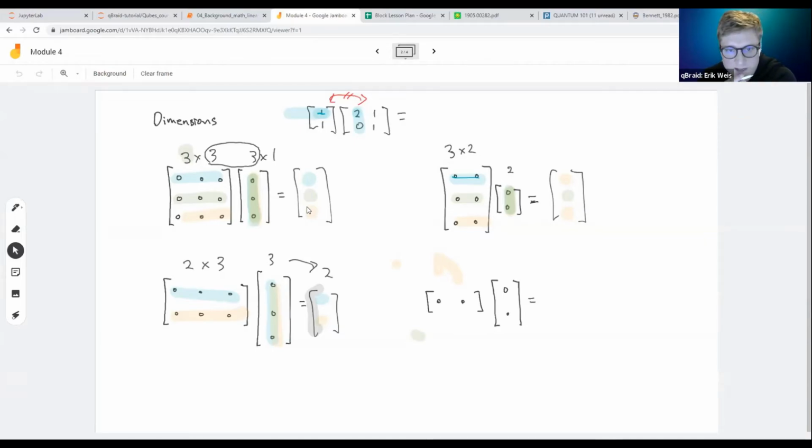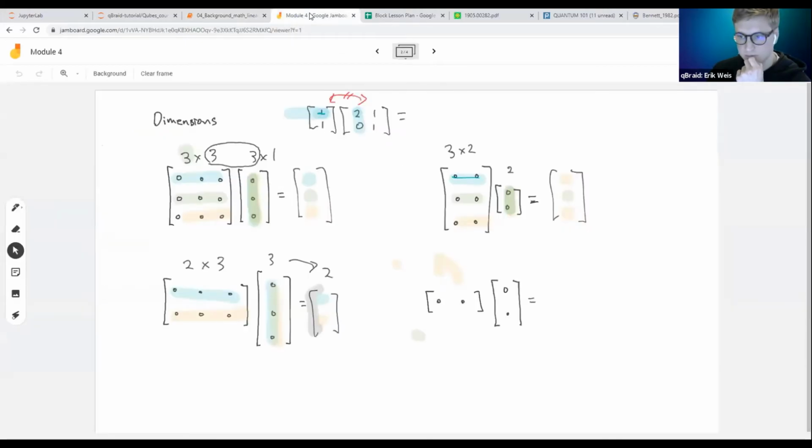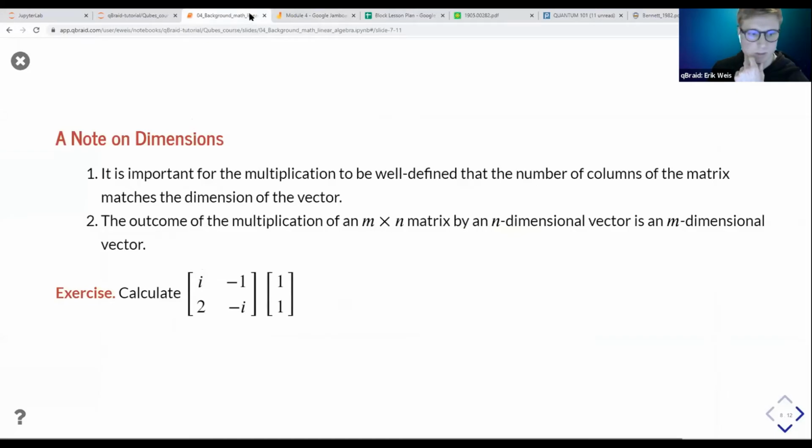Okay, so that's the process of multiplying matrices, a matrix by a vector. What questions are there so far about this? Let's just pause for a minute and make sure we understand things. Great. Okay then.